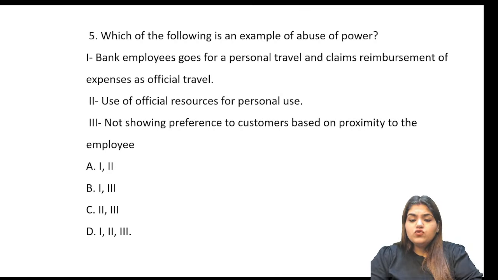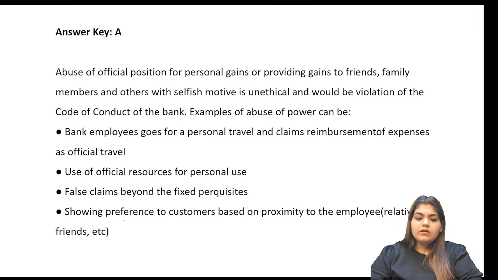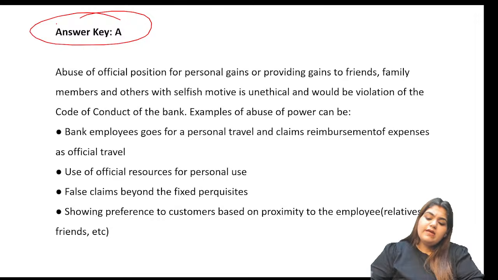Bank employees goes for a personal travel and claims reimbursement. Yes, this is. Use of official resource for personal use. Yes, it is. Not sharing performance of customers based on proximity of the employees. This is not. Okay, this is not abuse of power. Third is not abuse of power. A is the correct answer.